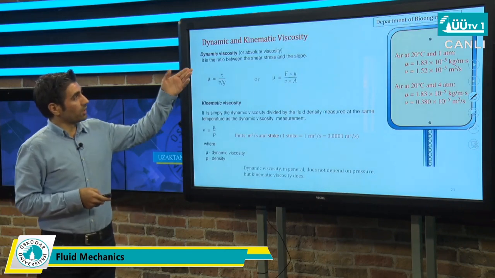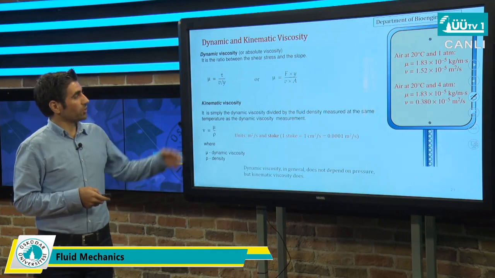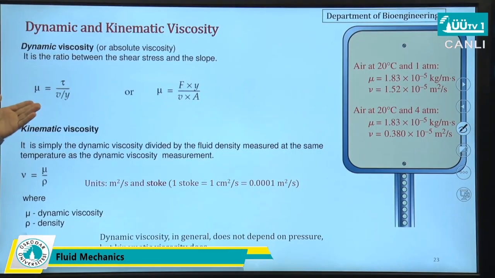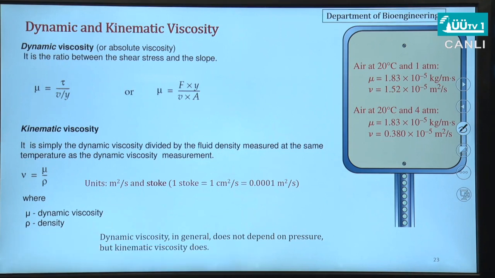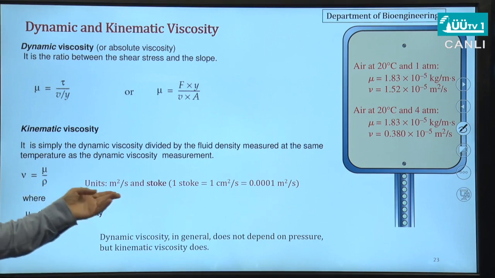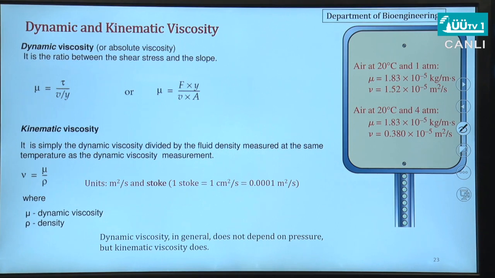Okay, so far we learned dynamic viscosity. Here we can easily calculate this dynamic viscosity. There is another term that we should learn in fluid mechanics. It is kinematic viscosity. We can easily calculate it if we have the viscosity of that fluid and the density of that fluid. And its unit is meter squared per second in the SI system, and there are other units, as you can see here.